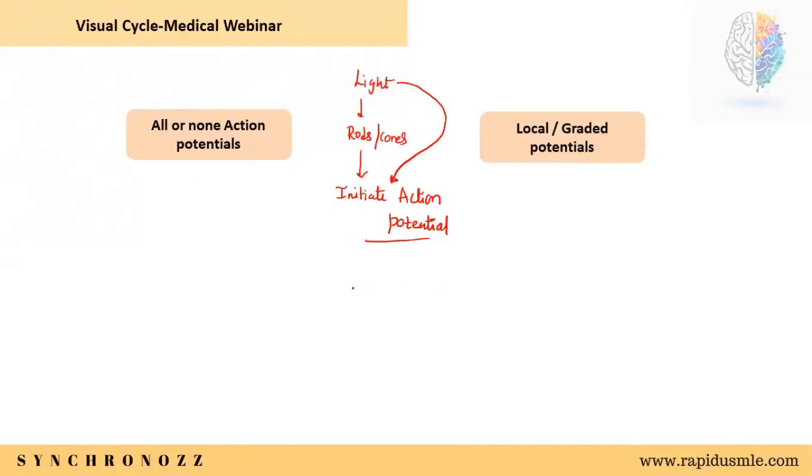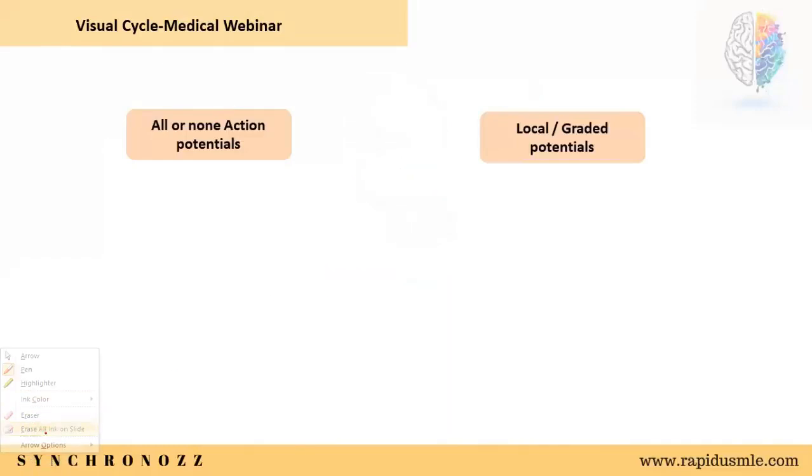But here, what kind of action potential is generated by these photoreceptors? That is my question. So just try to think. When I say what kind of action potential, there are 2 types of action potentials that are actually generated. One is all or none action potentials. This is what commonly occurs. This is what you learn more and more in physiology. But when it comes to local or graded potential, a medical student should always be able to differentiate between these 2 kinds of potentials. So I request you to write down the differences here.